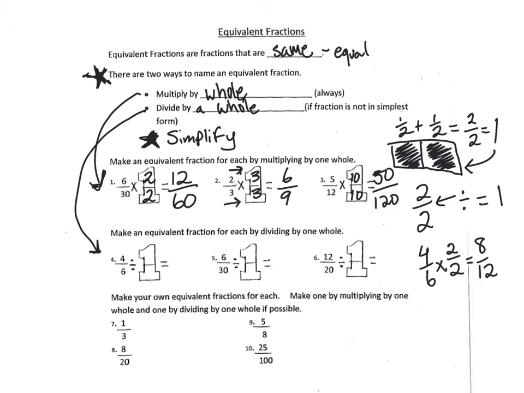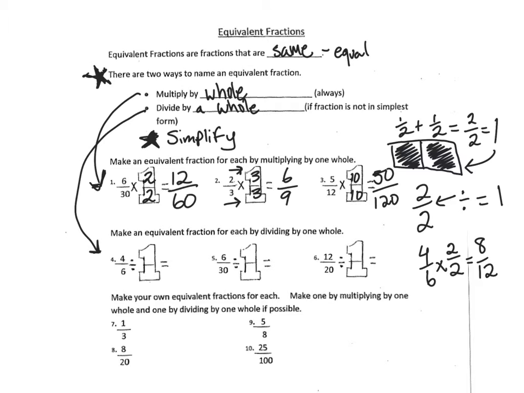For example, look at number 4. The fraction is 4/6. Okay, if I'm going to divide by a whole, I have to pick a number that goes into both 4 and 6. And so I have to be really smart about which number I pick. I'm not going to pick 1 over 1. That's not going to make sense. It's just going to give me 4/6 again. But I have to pick a number that goes into both. And so here's where those facts really come into play.